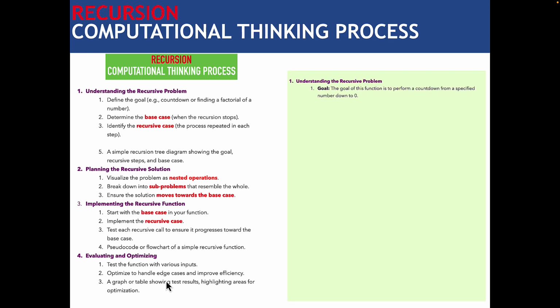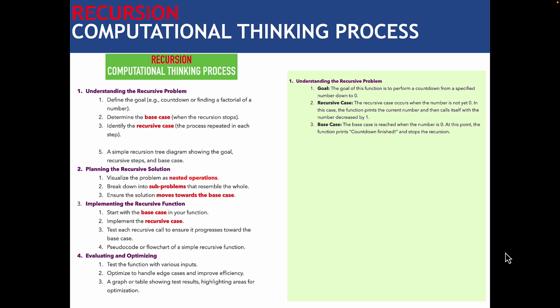Now if we want to apply this to our countdown, the goal of this function is to perform a countdown from the specified number up to 0. This is the goal that I want to achieve. So the recursive case occurs when the number is not 0. Now I'm applying the general rule to the countdown example. I'm going to repeat the same example by applying the computational thinking process. So we determine the base case, and the base case is n equal to 0.